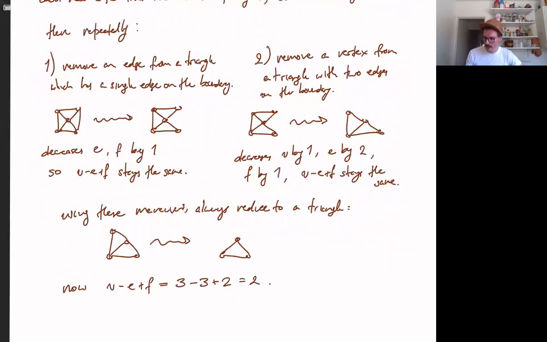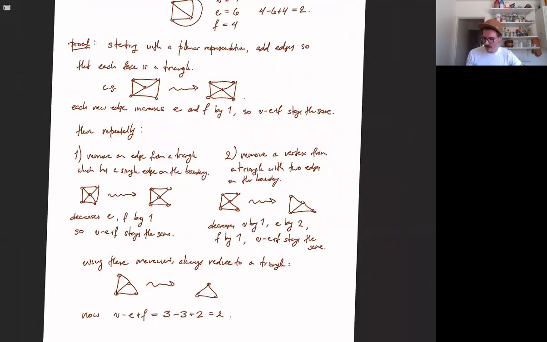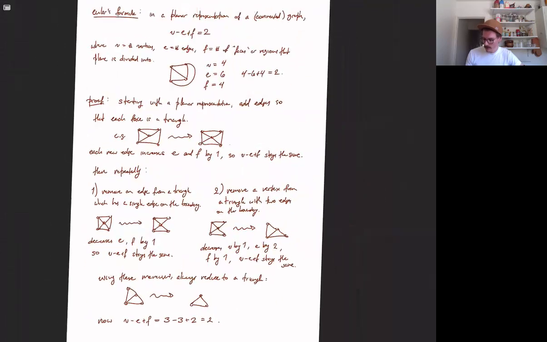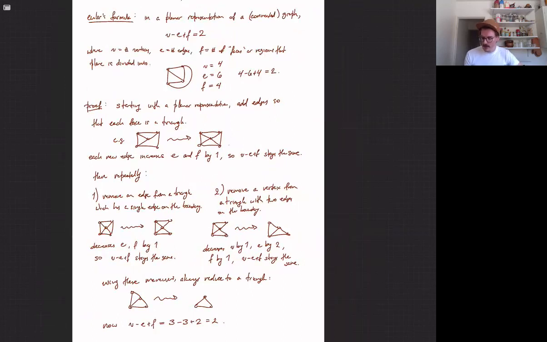And looking back at everything we did, wow. Since we started from any planar representation of any graph, and we did a bunch of maneuvers that never changed V minus E plus F, this quantity stayed the same throughout the entire process. And at the end, we found that it is equal to 2. So it must have been equal to 2 all along. That completes the proof of Euler's formula.